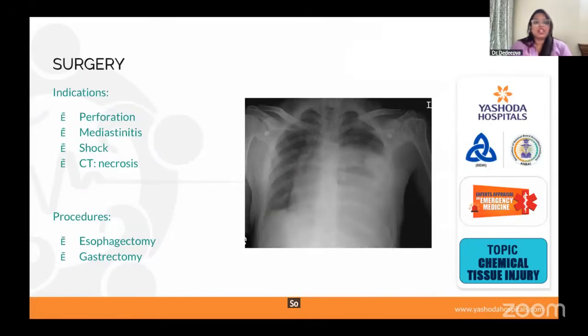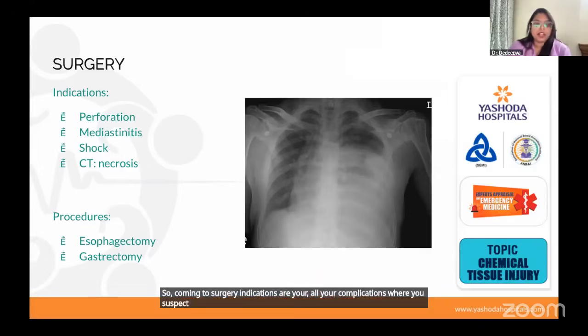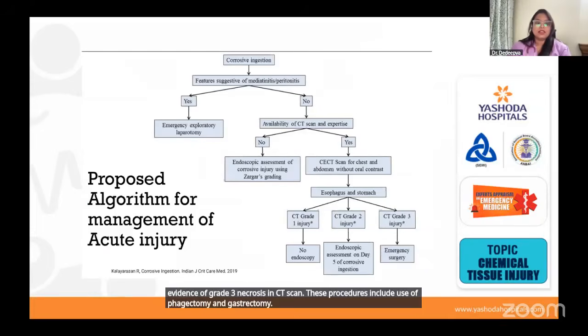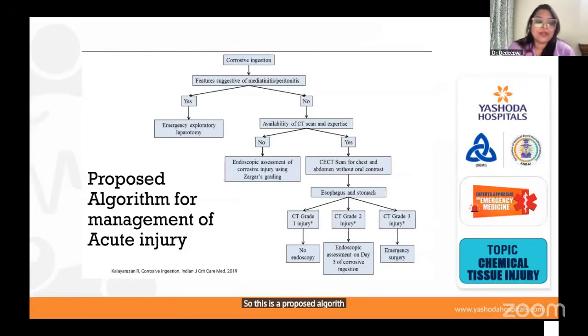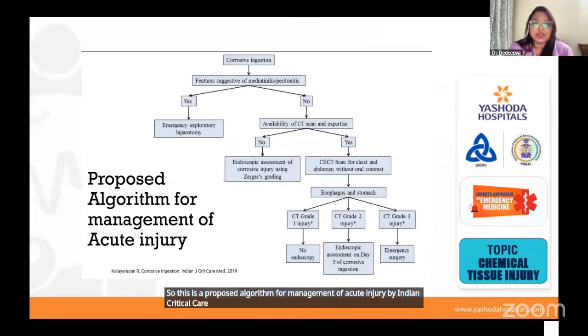So coming to surgery, the indications are complications where you suspect perforation, mediastinitis, sepsis, peritonitis, shock, and where there is evidence of grade 3 necrosis on CT scan. These procedures include esophagectomy and gastrectomy. This is a proposed algorithm for management of acute injury from the Indian Journal of Critical Care Medicine, 2019.